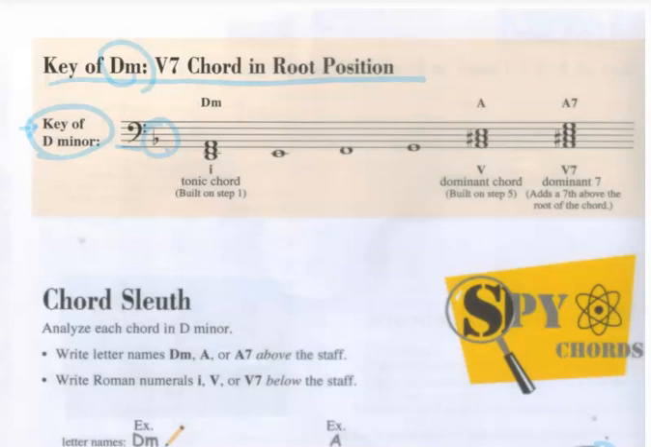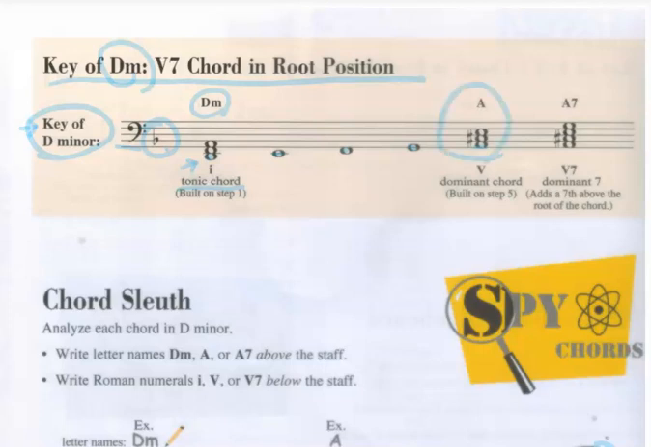So D minor, let me play the 5-finger scale first. The first note here, this is low D. Let me play D, E, F, G, A, okay? And the first chord is D minor chord. You just stack up the thirds on top of D. D, F, A. This is D minor chord, and D minor chord is tonic chord in the key of D minor.